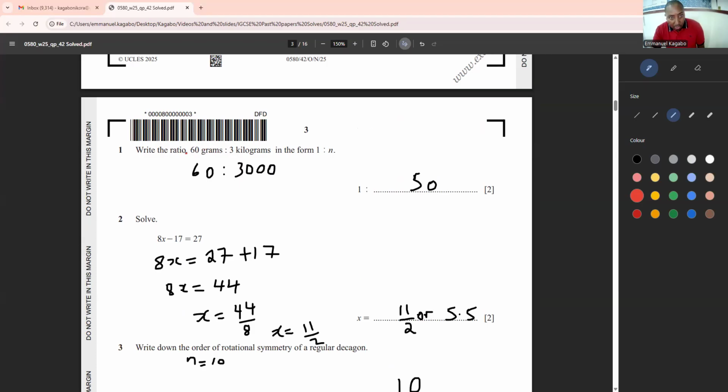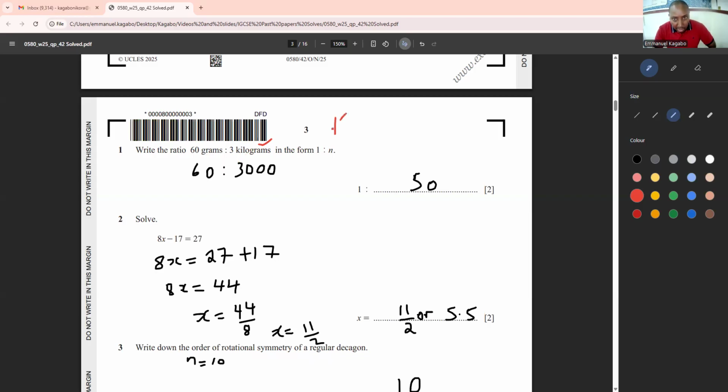Good, first question. Write the ratio of 60 grams to 3 kilograms in the form 1 to n. Now, the first thing you have to notice here, they are not in the same units. If they are not the same units and you're dealing with ratios, the first thing is to make sure they're in the same units. So I have to convert the 3 kilograms to grams.